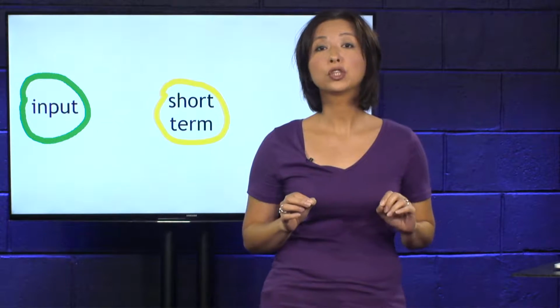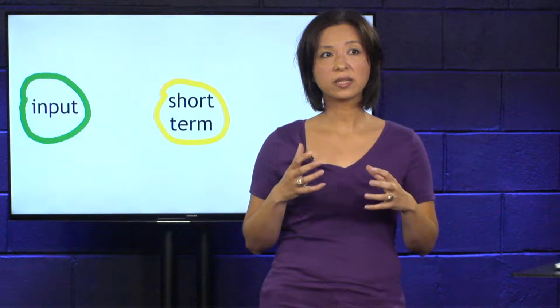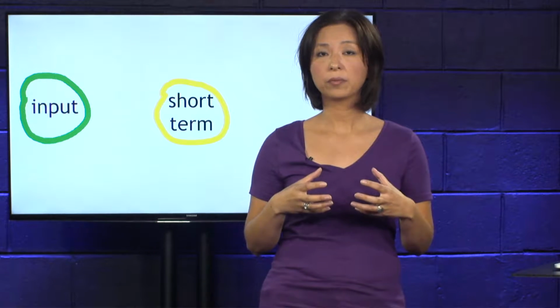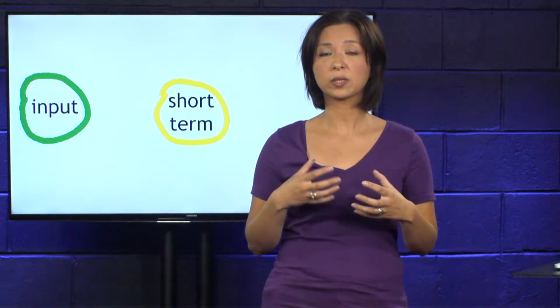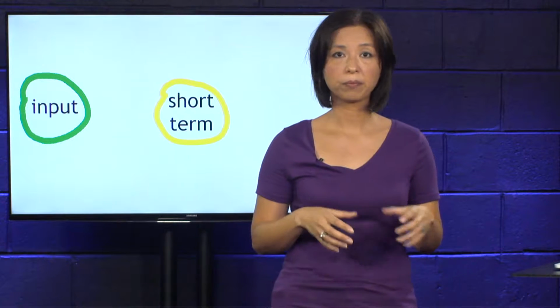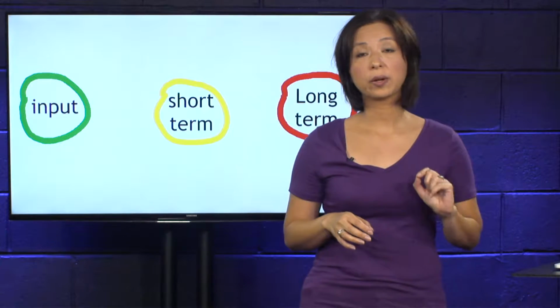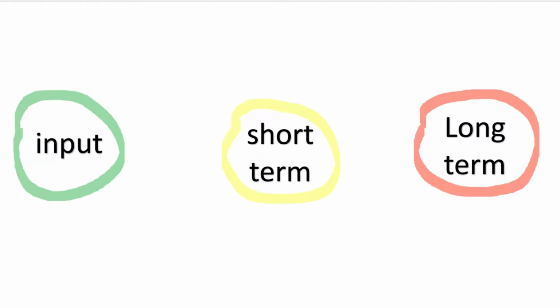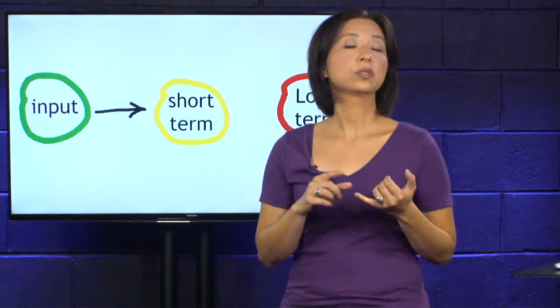We also have short-term memory. It's things that are happening right now, and we're remembering that this is what's happening right now. And we also have long-term memory. Long-term memory are things that we can pull out from years ago that we remember. We have all sorts of input.